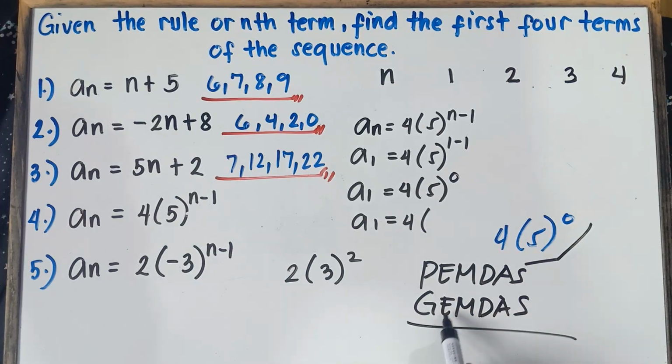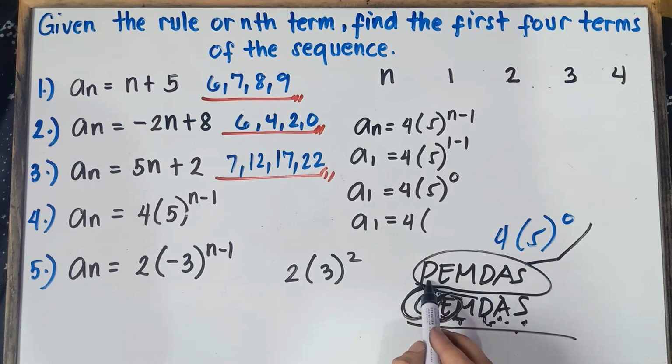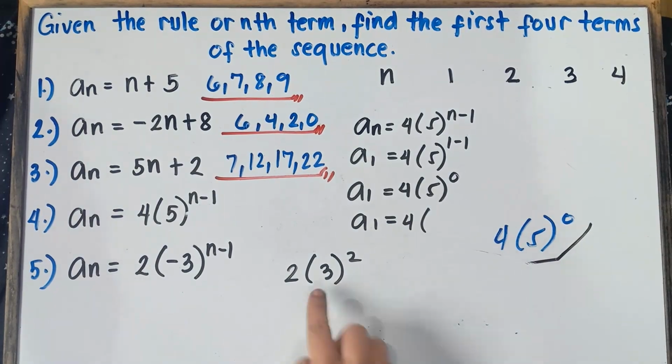For GEMDAS: groupings, exponents, multiplication, division, addition, subtraction. GEMDAS, or you can have GEDMAS. Once again, class, groupings, exponents, multiplication, division, addition, subtraction. For PEMDAS, remember, class: parentheses, exponents, multiplication, division, addition, subtraction. So therefore, class, parentheses, exponents come first.